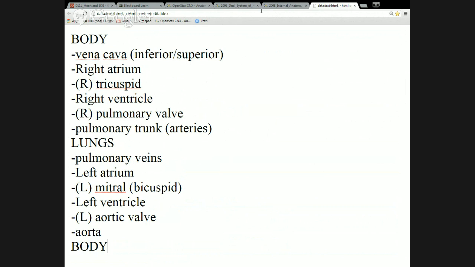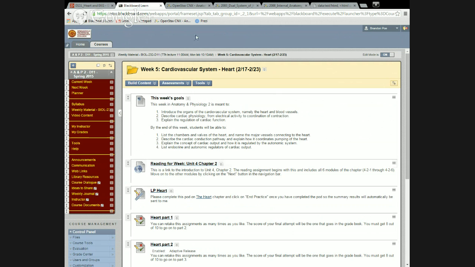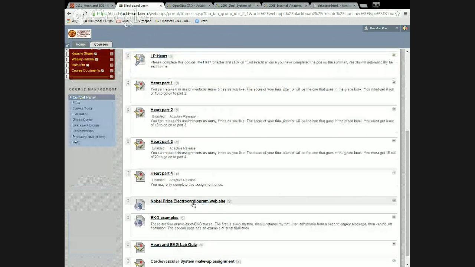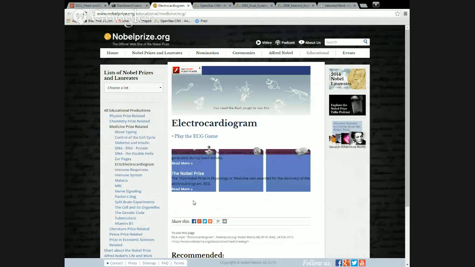Haha, gotcha. The other thing that I want to talk about is the electrocardiogram. In the material for this week, there's a link that says Nobel Prize electrocardiogram website. And of course, we used the Nobel Prize blood typing website last time. That was just Monday, right? Here's a link to the blood typing page we were on before, but there's one here for the electrocardiogram.